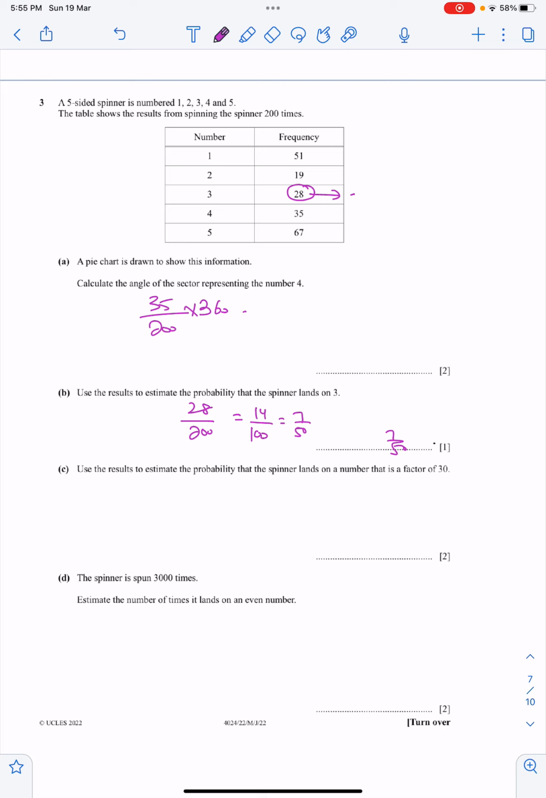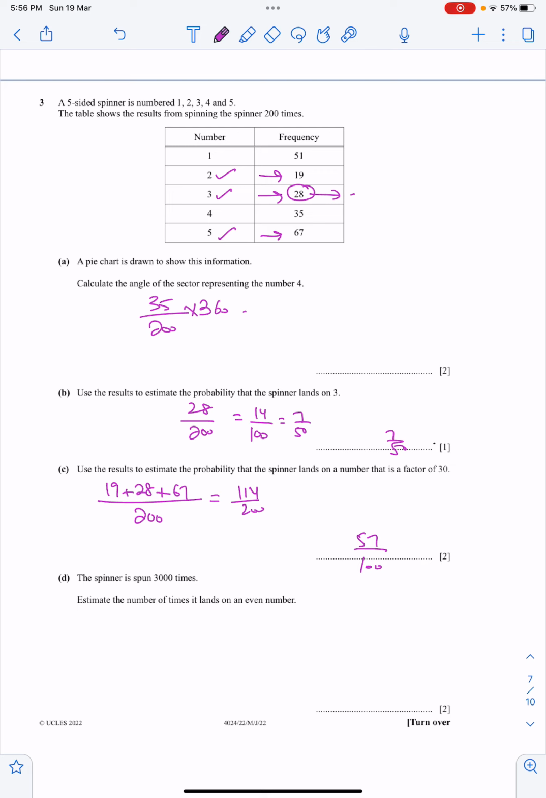Use the result to estimate the probability that the spinner lands on a number that is a factor of 30. Now if you notice, out of these numbers, the factors of 30 are 2, 3 and 5. So you have to take their frequencies 19, 28 and 67. Add them up, divided by the total number of times it was thrown, which is 200. Okay, and simplify. 19 plus 28 plus 67 is 114. 114 divided by 200. When you simplify, you get 57 upon 100. That is the answer.